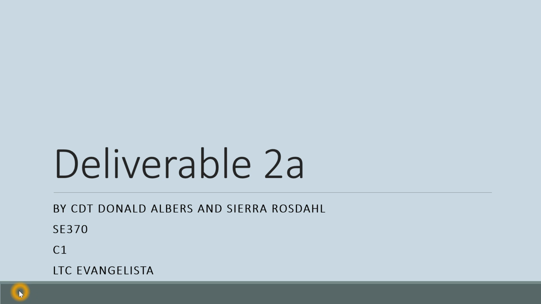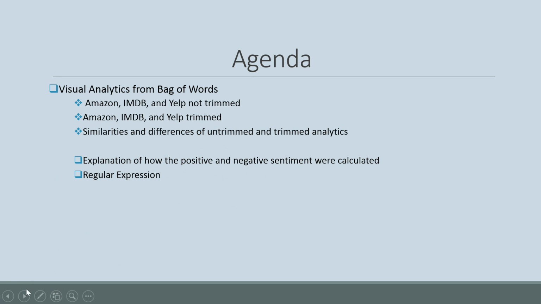We have been tasked with creating a bag of words using VBA and Excel, given data from Amazon, Yelp, and IMDb. The agenda for this deliverable is to show the untrimmed bag of words for these three databases, along with the trimmed bag of words, and the similarities and differences between the untrimmed and trimmed analytics, along with an explanation of how the positive and negative sentiments were calculated and the development of our regular expression.